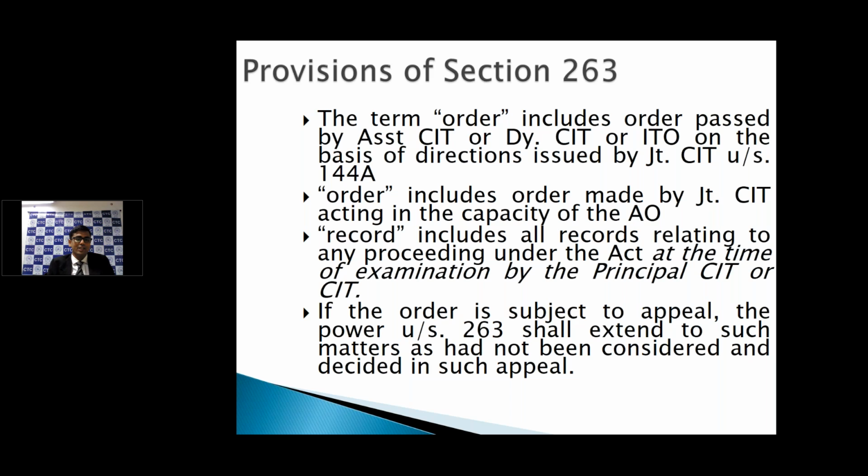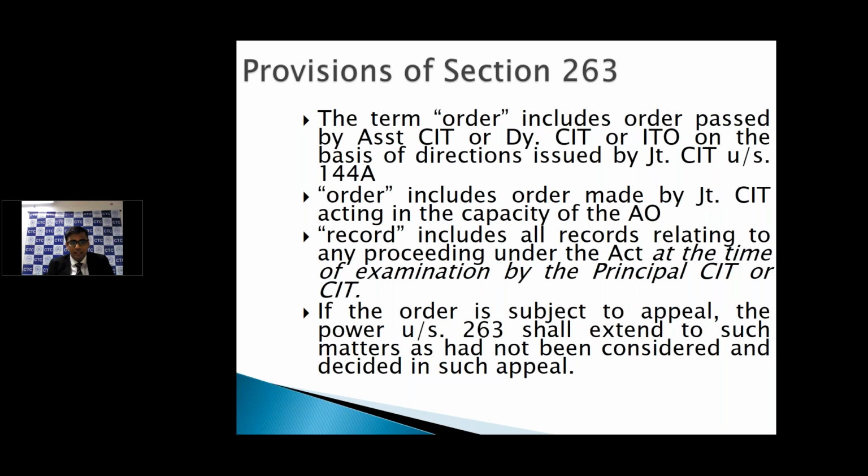Secondly, as the section requires that CIT can call for and examine the record of the proceeding, the word record has also been defined in an inclusive manner to include all record relating to the proceeding which is available at the time of examination by the principal CIT or CIT. So record need not necessarily be restricted to the record as was available at the time of passing of the order. Each and every record which is available at the time of invoking this jurisdiction by principal CIT or CIT, all those records can be taken into account by the CIT for invoking this revisional jurisdiction.